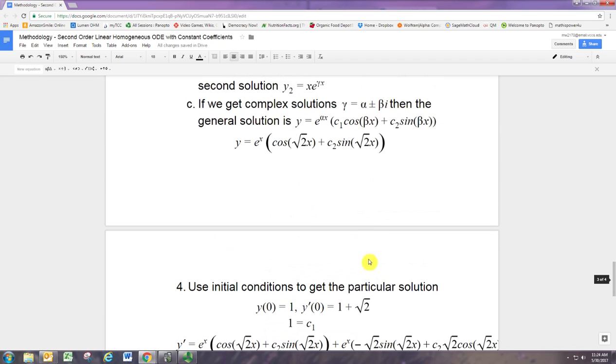So using the fact that both constants are 1, we can just go back and remove them and get the general solution there.